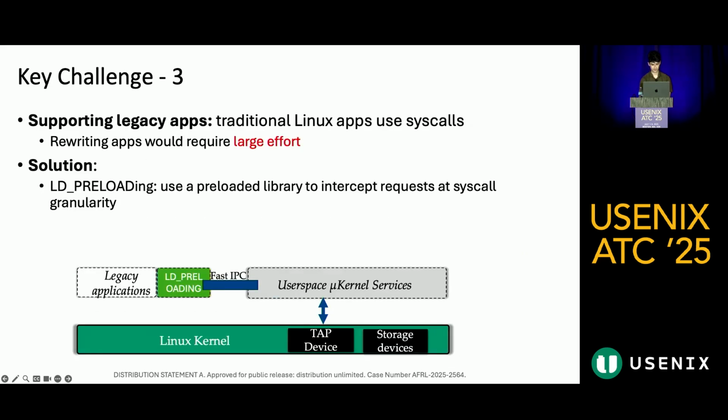The final challenge we address is supporting legacy Linux applications. Rewriting these applications to work with the new system call interface would require significant engineering effort. To solve this, we used a technique based on LD preload. At runtime, we inject a custom library into the application's address space, leveraging the libsystemcallintercept library, which provides fine-grained system call interception through inline hooking and binary rewriting, allowing us to intercept system calls without changing the application binary.